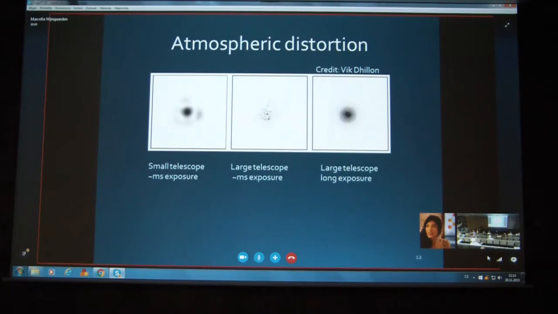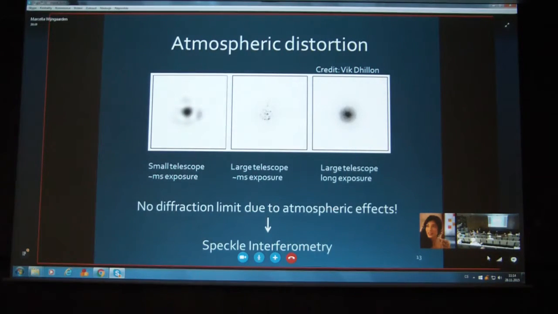So you can see from this picture that we do not reach the theoretical diffraction limit of our telescopes if the telescope is larger than 10 centimeters because of atmospheric effects. And this is very unfortunate if you want to distinguish binary stars. And this is where Speckle Interferometry comes into play, since Speckle Interferometry is a technique to overcome the blurring effects of the Earth's atmosphere.